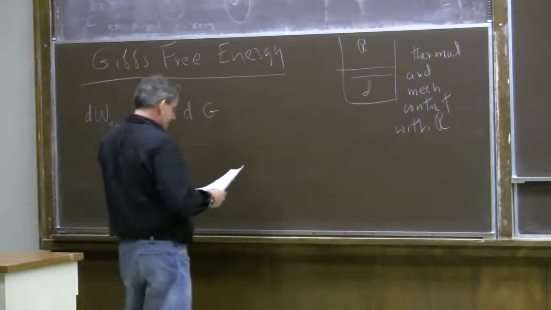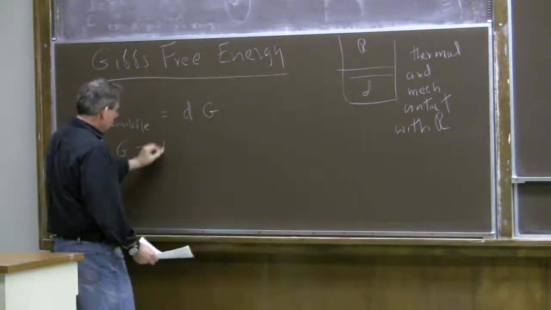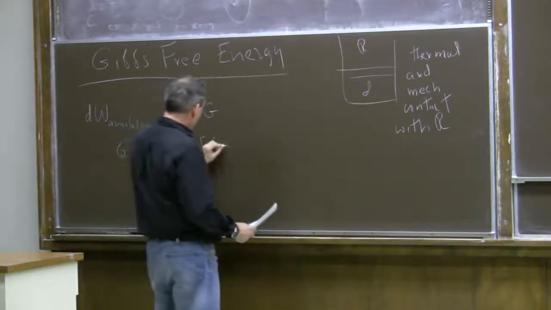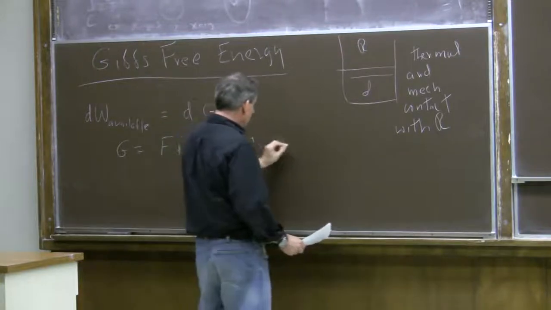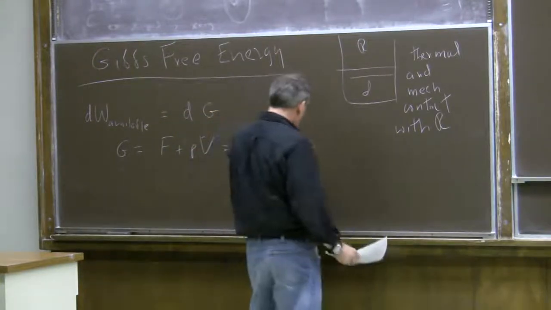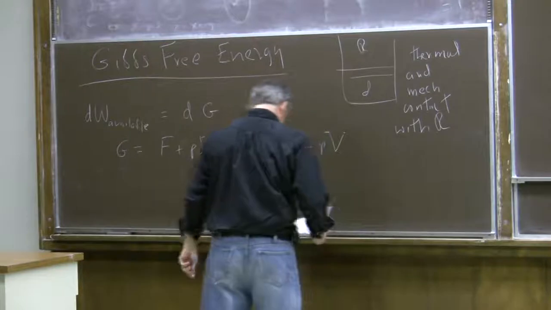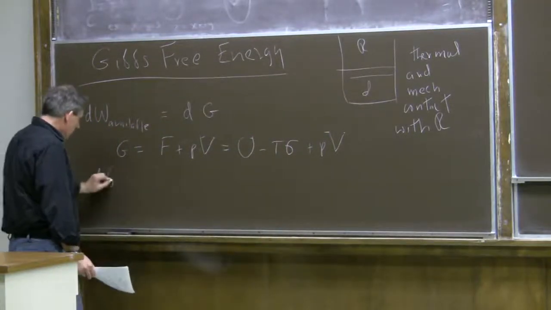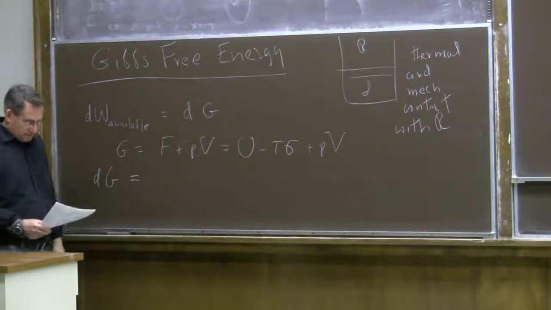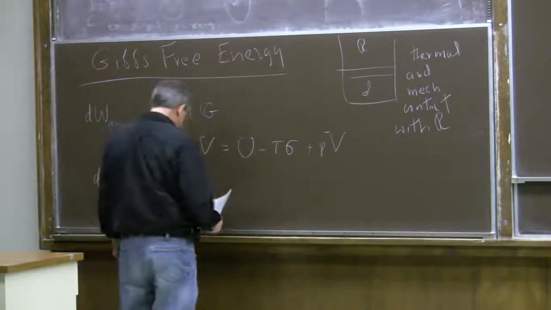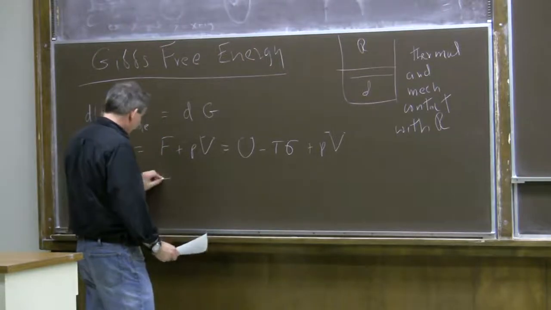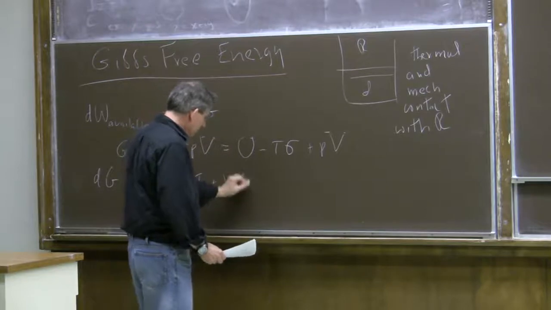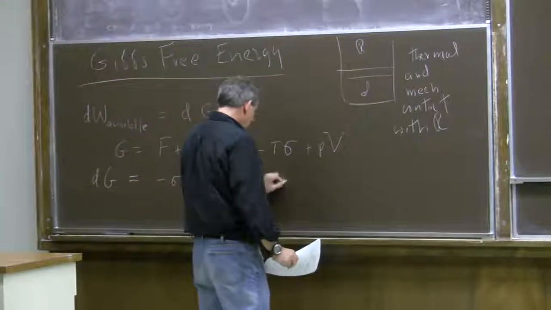keeps track of that. The Gibbs free energy we can express as Helmholtz free energy plus pressure times volume. In other words, internal energy minus temperature times entropy plus pressure times volume. And dG then can be expressed using the appropriate thermodynamic identity as minus sigma d tau plus V dP plus mu dN.